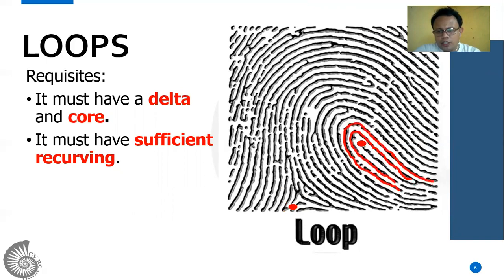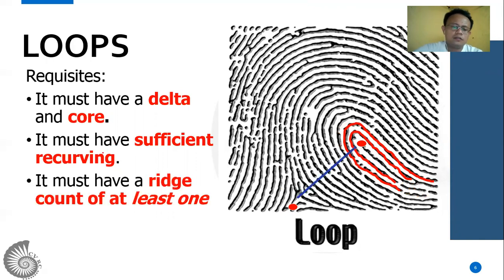Sufficient recurving means that at least one ridge that enters from one side recurves and exits on the same side where it started. It doesn't mean that they are connected, but the end portion of the thread exits on one side. And of course, at least one ridge count. If you notice in the example, there is one ridge count. When we talk about ridge counting, we don't include the delta and core, only the intervening ridges that are passed or cut by our imaginary line, the blue line there.